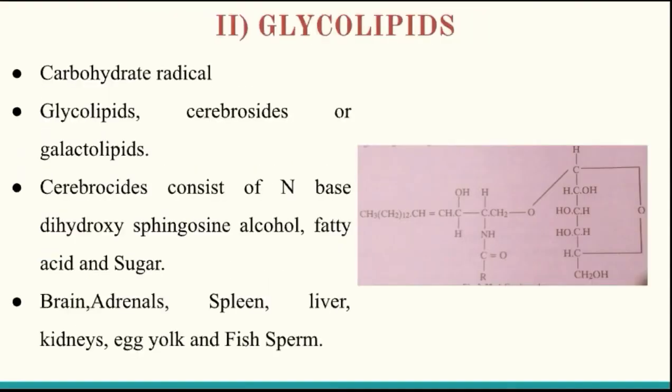Second type is the glycolipids. The compound lipids which contain a carbohydrate radical, that is galactose, are termed as glycolipids or cerebrosides. The cerebrosides basically consist of nitrogen base, dihydroxyalcohol, a long chain fatty acid and sugar. You have seen the structure, and that structure consists of nitrogen base as well as dihydroxyalcohol, a long chain fatty acid with sugar.